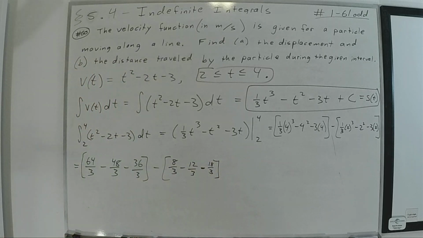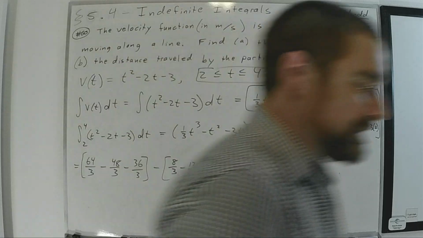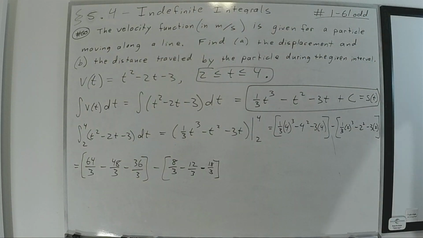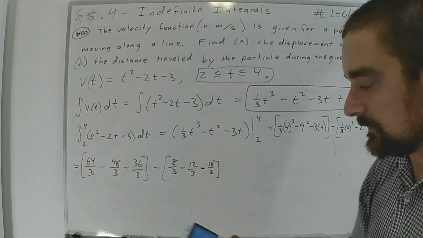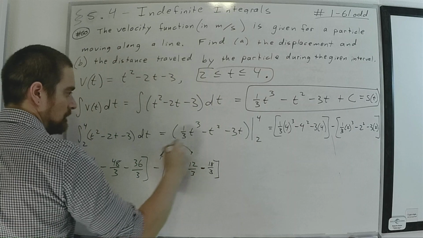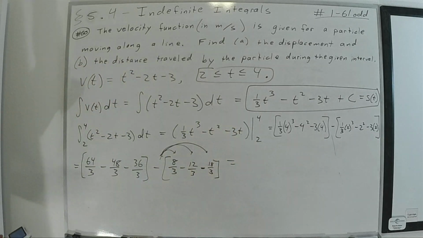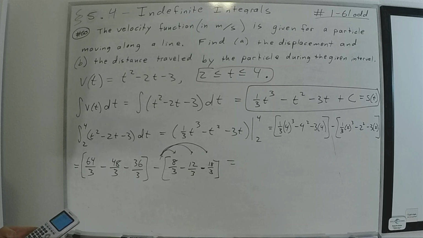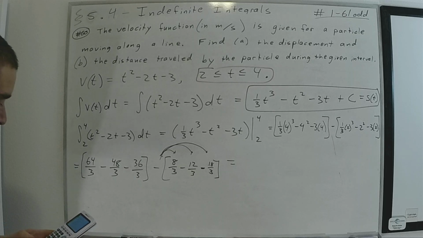So again, lots of stuff. You know what? Rather than make a silly mistake at this point, since I see my calculator, I'm going to grab my calculator. There's no reason not to. Just be careful about these negative signs. So everything's being divided by 3. So we want 64 minus 48 minus 36 minus 8 minus minus is plus 12 minus minus is plus 18, which will be 2/3.